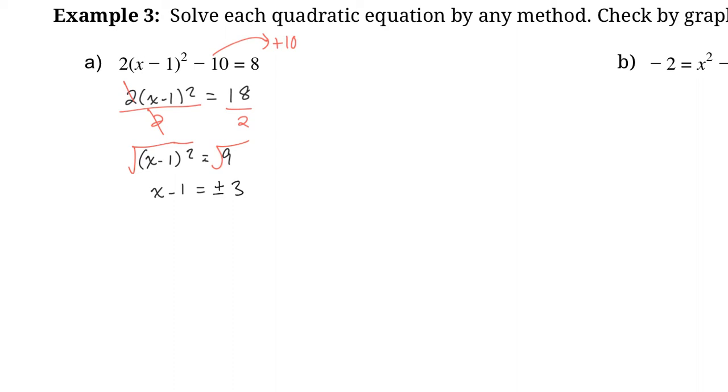So we're almost done. We've almost isolated x, but we've got to get rid of this minus 1 by adding it. So we're going to add 1. So this is going to give us our two options. So x is going to be equal to either 3 plus 1 or x is equal to negative 3 plus 1, which means our first x, x1, is equal to 4, and our x2 is equal to negative 2.